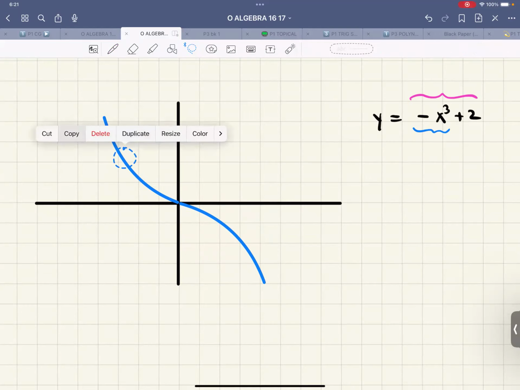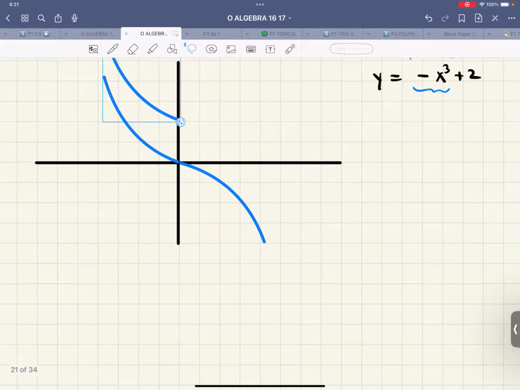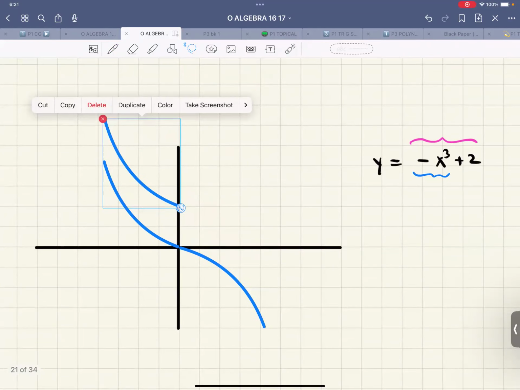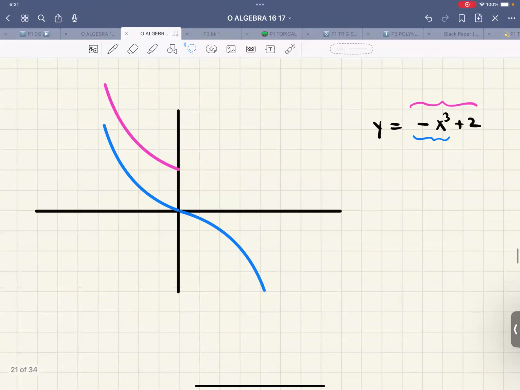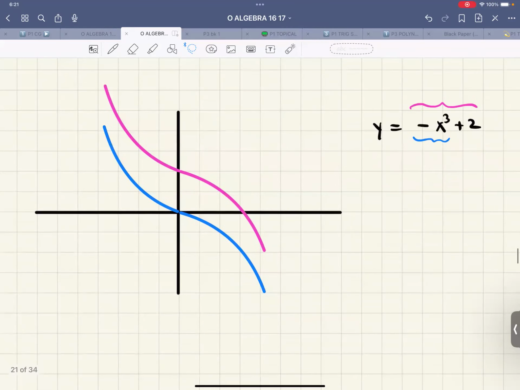Let me copy this. And let me add 2 units more. Something like this. Let me change the color. This is minus x cubed plus 2. Similarly, this one over here, copy, paste. And over here, let me change the color. This is minus x cubed plus 2.